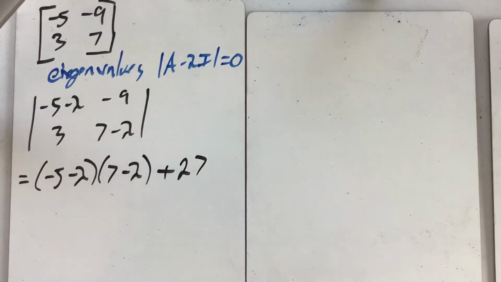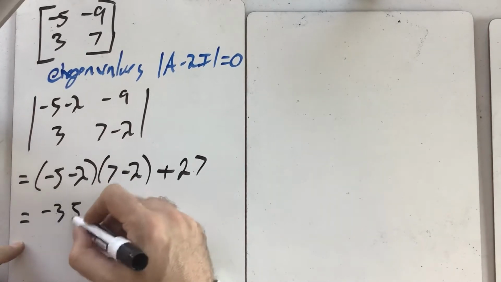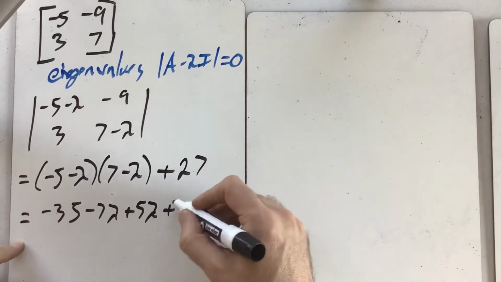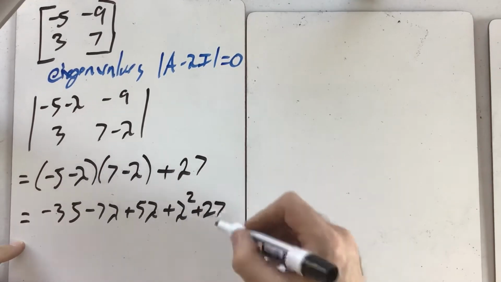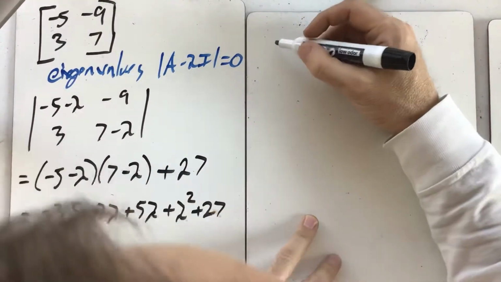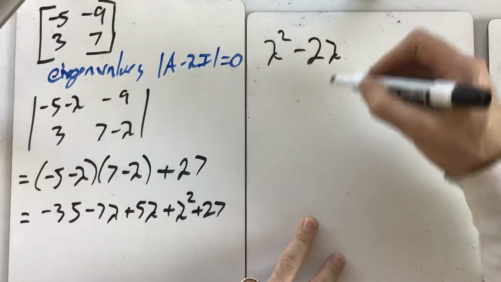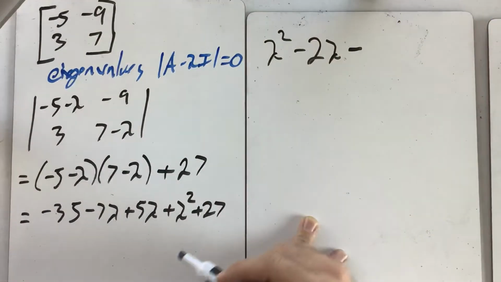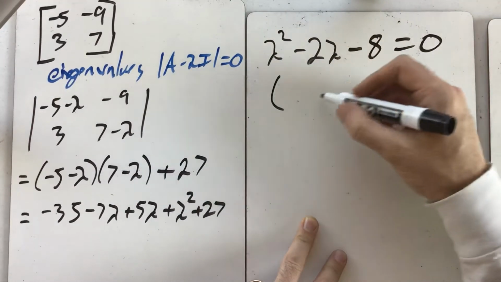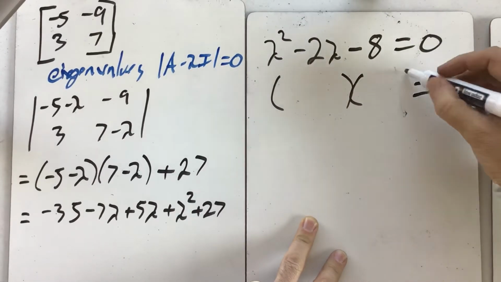It looks to me like we get -35 minus 7 lambda plus 5 lambda plus lambda squared plus 27 equals 0. Let's come over here. I always like to try to get it organized. I like to put my positive lambdas first. So lambda squared minus 2 lambda minus 8 equals 0. And then I bet this factors. If it doesn't factor, you can just use the quadratic equation.